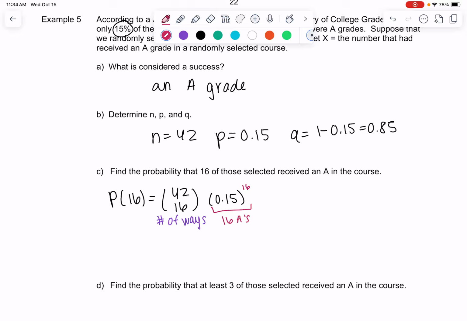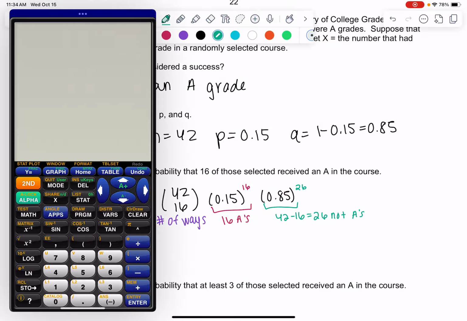So it's P to the number of successes. I, again, like it in words more than formula form. And then 0.85, the power will be the number of failures. So if 16 students get A's, we're going to do 42 minus 16, so 26 of them are not A's. Just a quick subtraction. And then we can type this on the calculator.